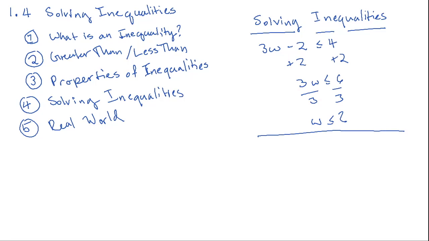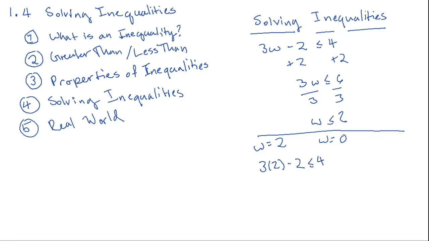Now, of course, there are two cases we really want to check. We want to check the case where w is equal to 2, and the case where w is less than 2, and a good test value for that is w equals 0, because obviously 0 is less than 2. For w equal to 2, and remember I'm plugging back into the original inequality, you'd have 3 times 2 minus 2 is less than or equal to 4.